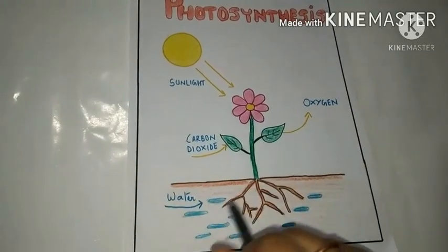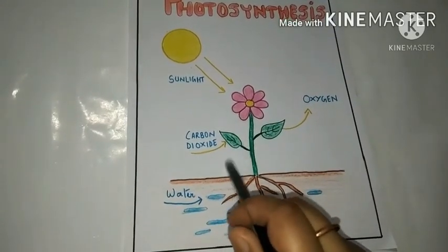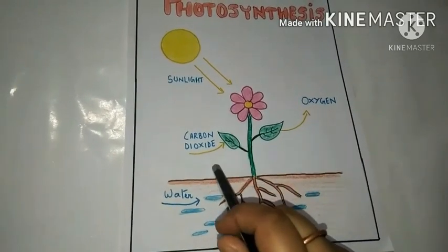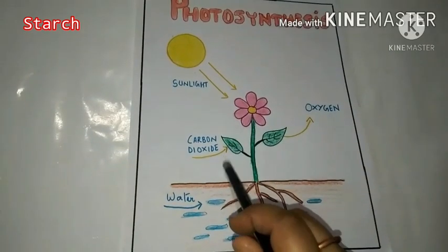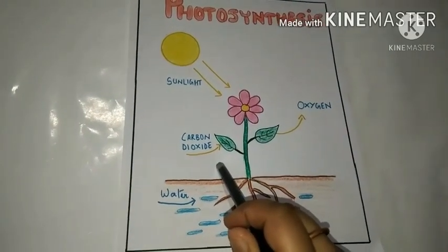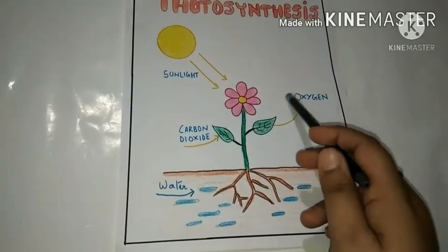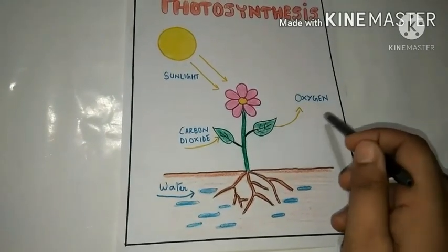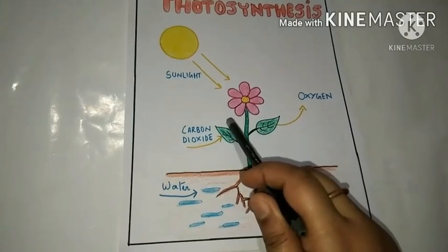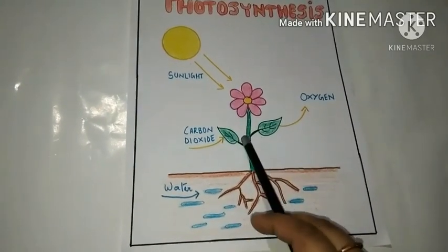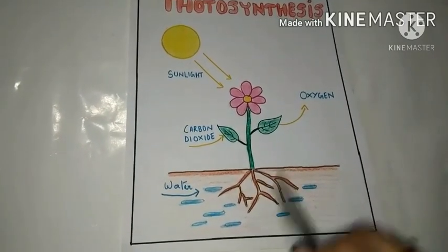And then utilizing all these things, what will happen? After utilizing all these things, a food will be prepared by the plant, and this food is called starch. Along with starch another thing will also be produced, that is the oxygen. It will be released into the air and this will be utilized by us. And the starch will be stored inside the plant. It can be stored in the leaf also, it can be stored in the stem also, or it can be stored in the roots also.